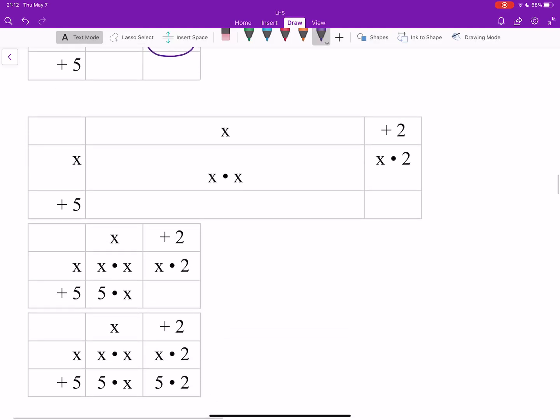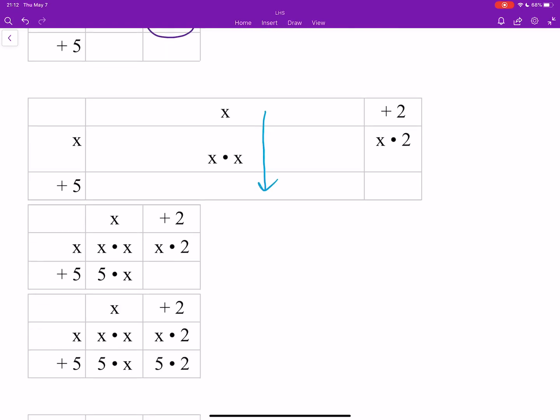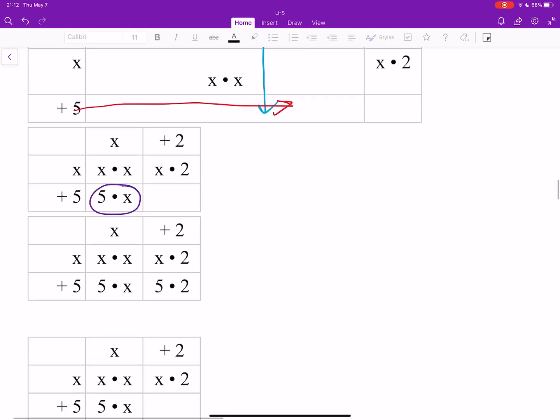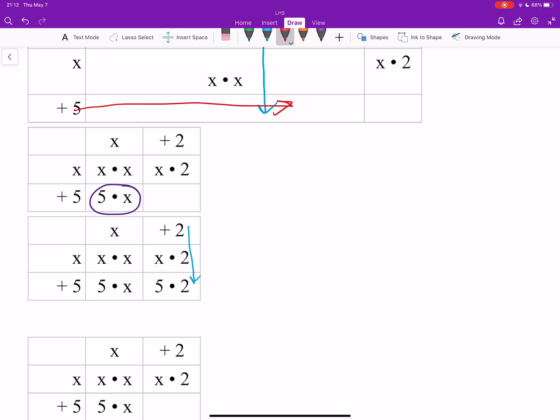Going down a little further, once again, x is intersecting, but this time x is intersecting with the number 5. And so that's why down here I have 5 times x, or x times 5. Same thing, right? Order doesn't matter in multiplication. And then finally right here, I've got the 2 intersecting with the 5, and so that's why down here at the very end I've got 5 times 2 written.